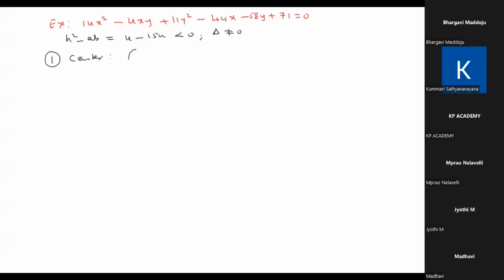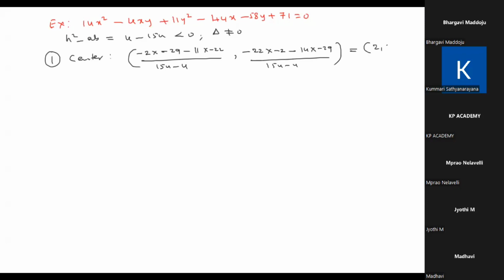So the center: h is how much? Minus 2. F is what? Minus 29, right? H into f minus b into g, that is 11 into g, minus 22, by ab, 154, minus h square, which is 4. And gh, g is minus 22, h is minus 2, gh minus a, 14, into f, minus 29, by 154 minus 4. So this will give us, on simplification, 2, 3. Right, this is the center. This is x1, y1.